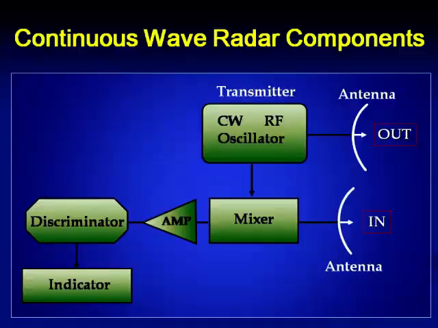This difference frequency or beat frequency will be amplified, and the beat frequency contains the information on the velocity of the target. So using a discriminator, we will be converting this Doppler frequency into equivalent voltage, and that will be displayed on an indicator like this. So here the velocity of the target can be easily displayed to a high accuracy.